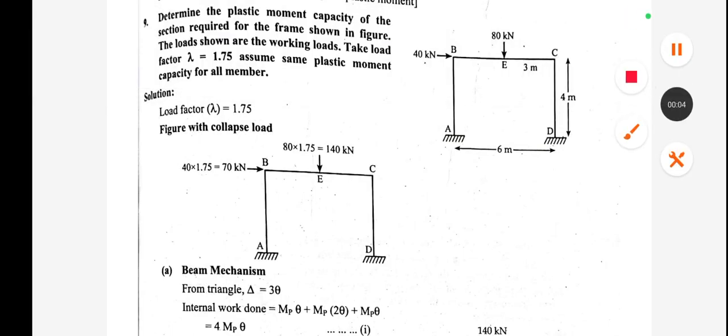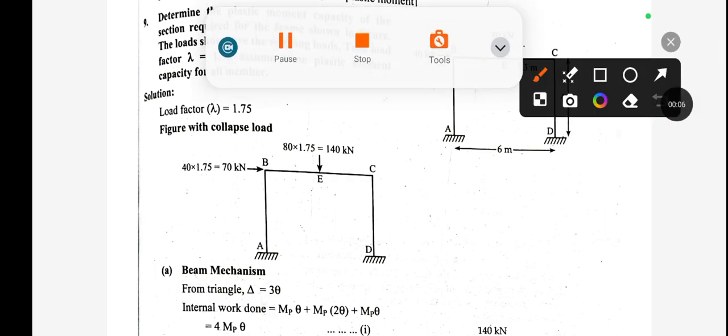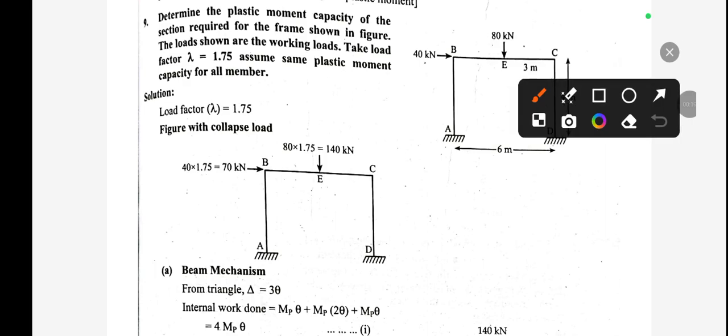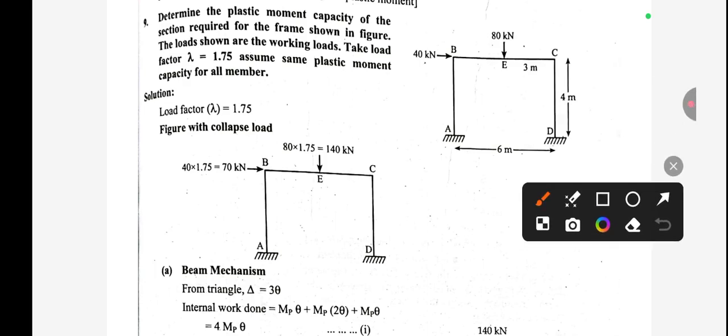We have a problem. This problem will be very important for our final examination, because such type of question is repeatedly asked in university examinations. So you can see here in the question you have to determine the plastic moment capacity.